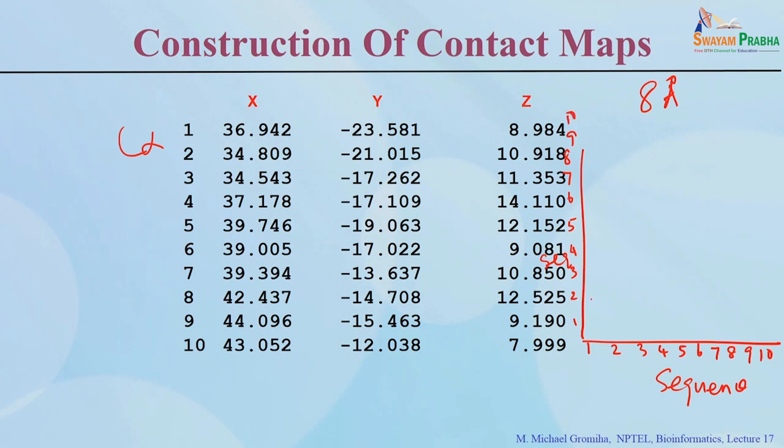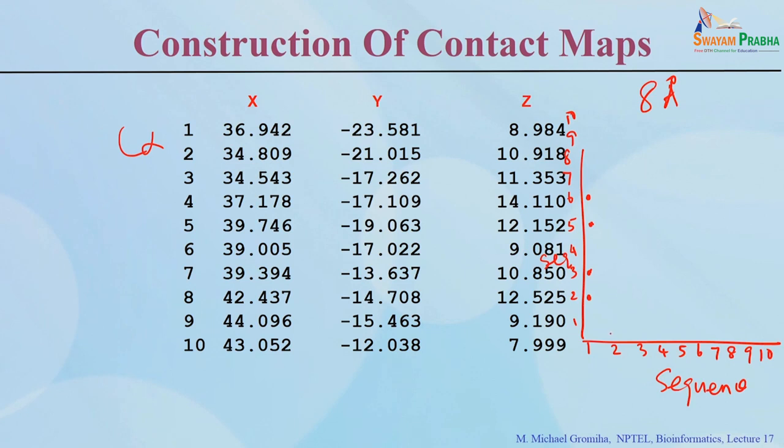So take 1. 1 and 2 are in contact, yes. 1 and 3, yes. 1 and 4? Not in contact. 1 and 5? Not in contact. 1 and 6? In contact. 1 and 7? No. 1 and 8? No. 1 and 9? No. 1 and 10? No.